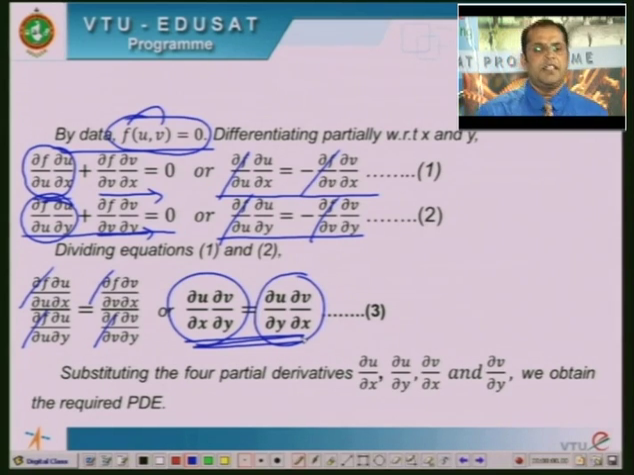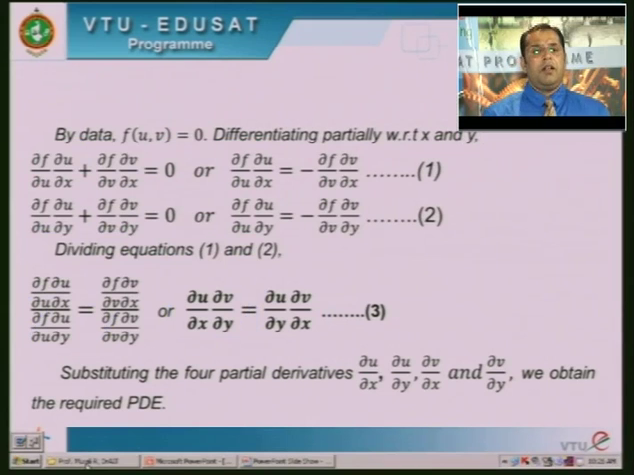Now, you can see friends that when you practice this relation here is equivalent to the previous 3 examples. That is to say, u equal to f of v and f of u v equal to 0 are equivalent problems. Both will give you the same PDEs.